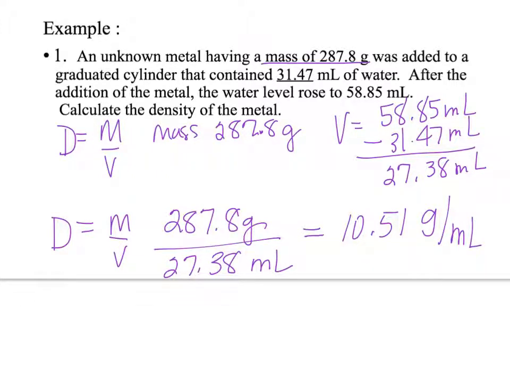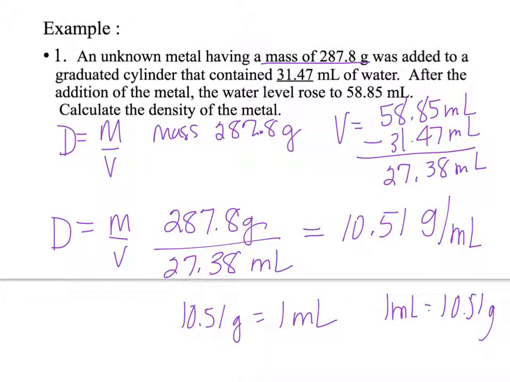Okay? So what that means is that 10.51 grams is equal to a milliliter of this object. So we could also write it this way: 10.51 grams is equal to 1 milliliter. Or we could say 1 milliliter would have a mass of 10.51 grams. So this is a fairly dense metal that we're dealing with. Okay?